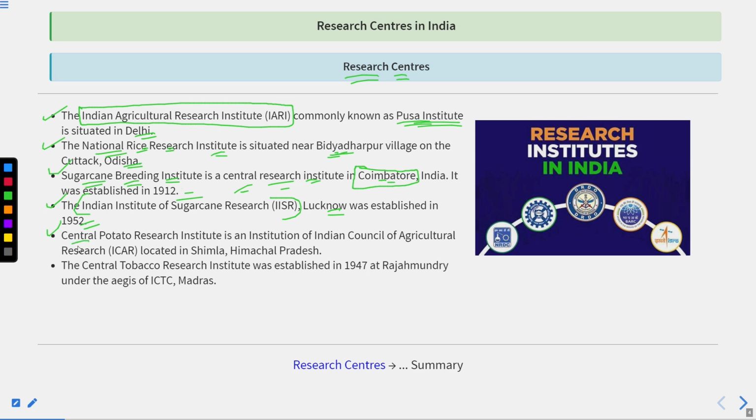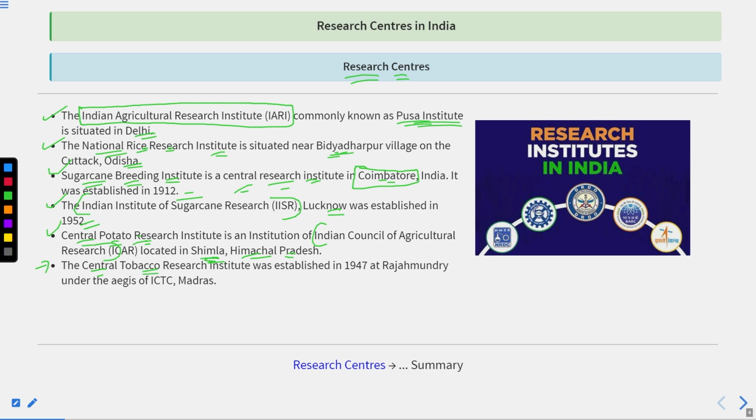Then we have the Central Potato Research Institute. It is an institution of ICAR, the Indian Council of Agricultural Research, located in Shimla, Himachal Pradesh. So basically, we could say the potato is also part of agriculture, right? So this is a subsidiary institute of the Indian Council of Agricultural Research, ICAR, and this particular institute is located at Shimla, which is the capital of Himachal Pradesh.